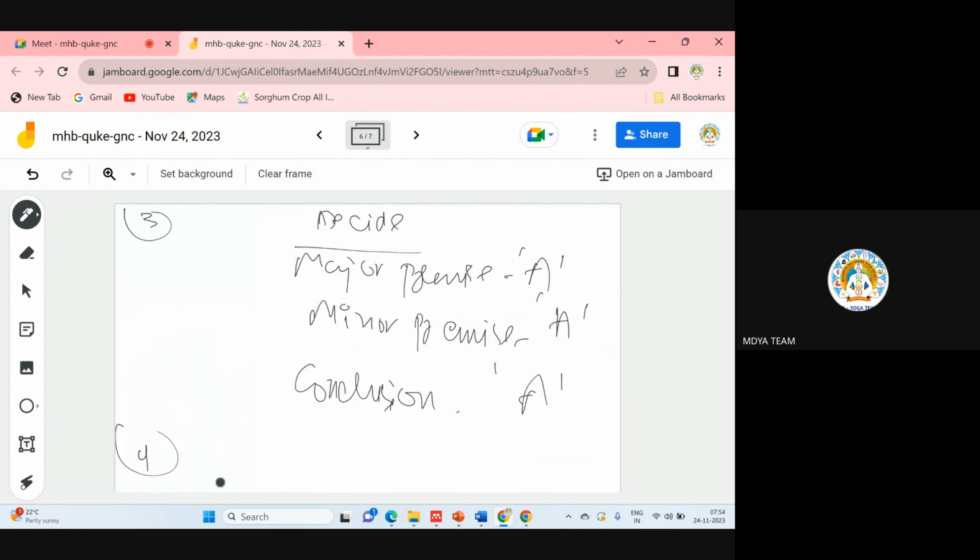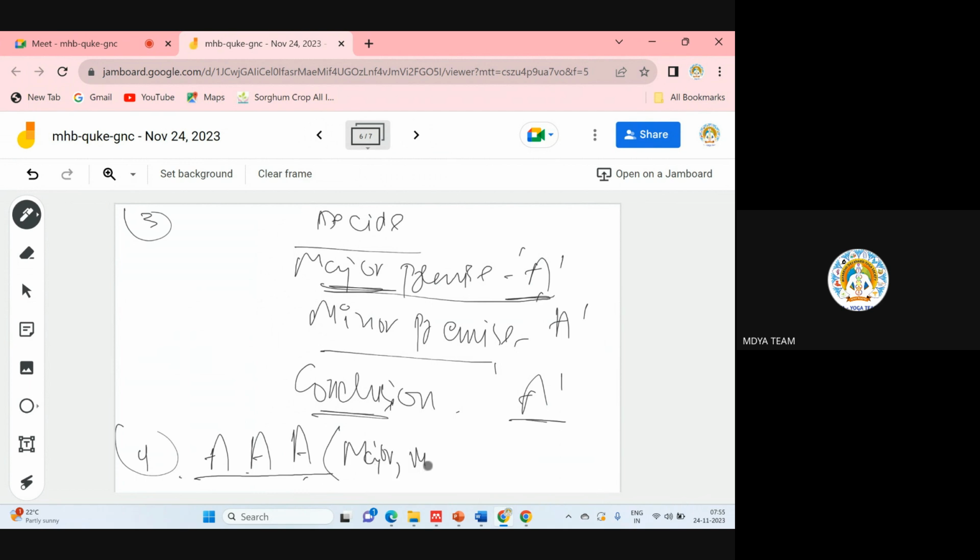Just arrange. First, you have to write the major premise. So major premise is A. Just write A. Then you have to write the minor premise. Minor premise is also A. Conclusion you have to write. This is also A. So the mood of this categorical syllogism is A. What will be the order? Don't confuse in this. First there will be major premise, then minor premise, and then conclusion. You can expect at least one question, or one or two questions, from this mood and figure.